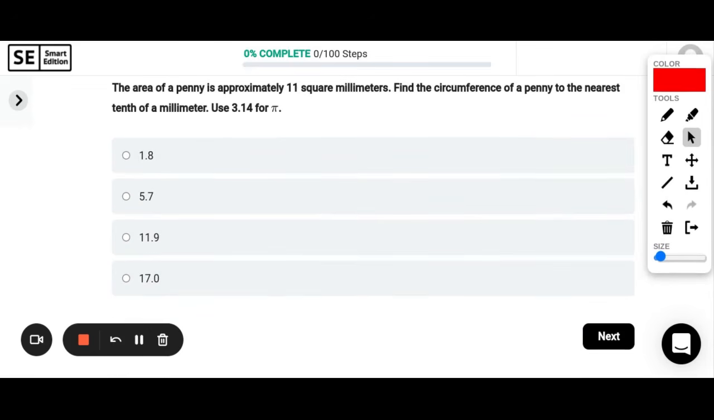Okay, area of a penny is approximately 11 square millimeters. Find the circumference of a penny to the nearest tenth. So the area of the penny is 11, and we need to find the circumference. So I talked to you before a little bit about my formula for circumference. So I said circumference equals pi d. Cherry pie delicious. Well, apple pies are too. Okay, so cherry pie delicious, that's my circumference formula. Apple pies are too. Area is equal to pi times the radius squared.